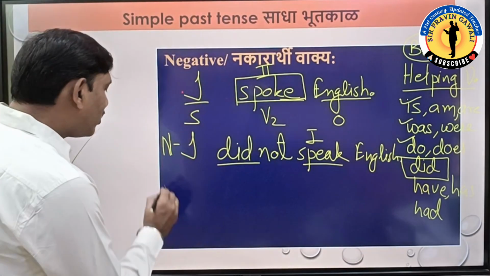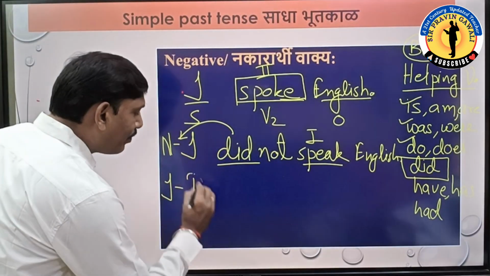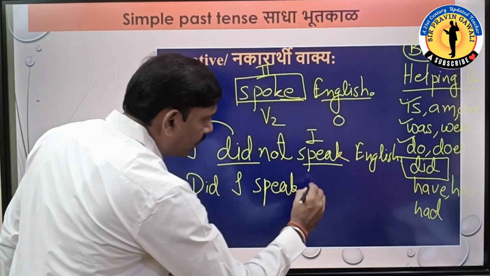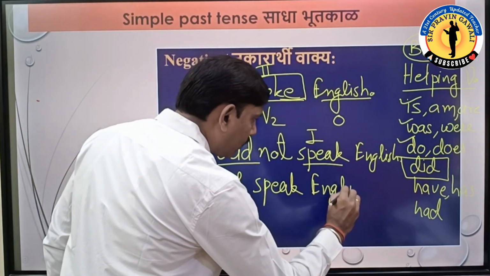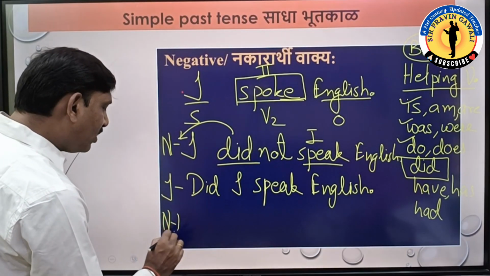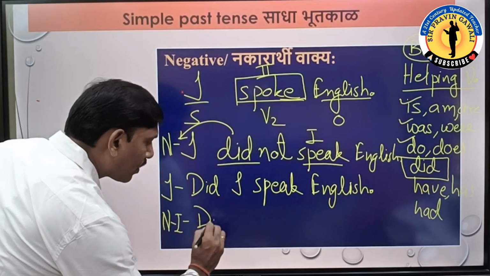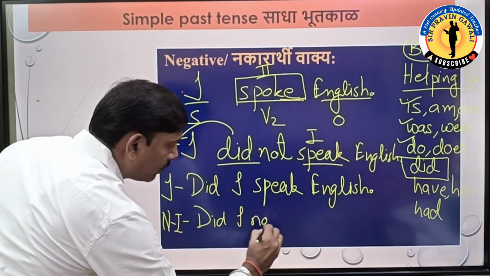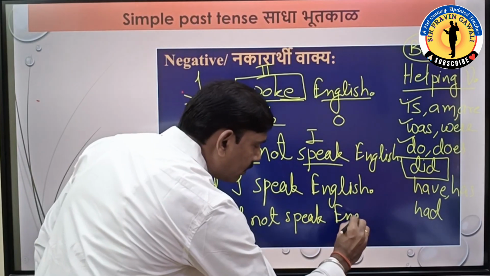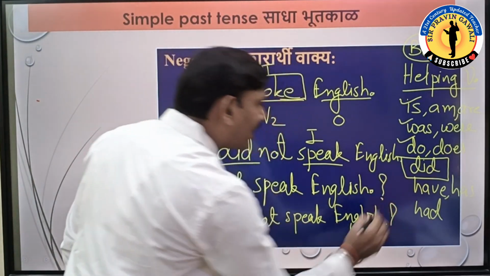Okay, now how to make it interrogative, students? We are quite aware that we just have to invert this. For example, did I speak English? Okay students, now negation of the interrogative, how can we make it? The same one, we just have to add not to it. For example, did I not speak English? And at the end we have to put a question mark. Don't forget to put the question mark.